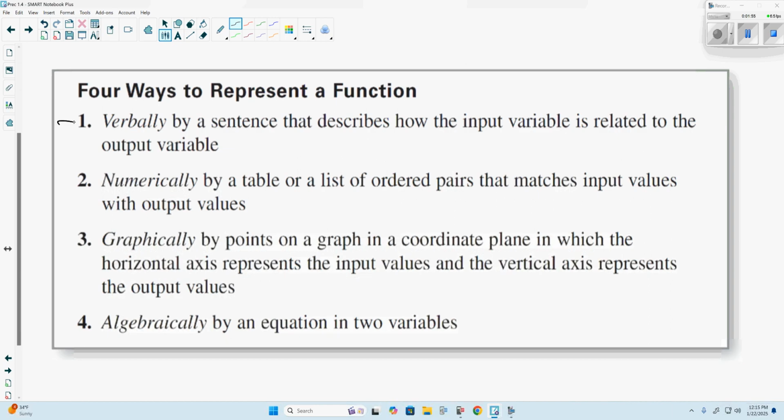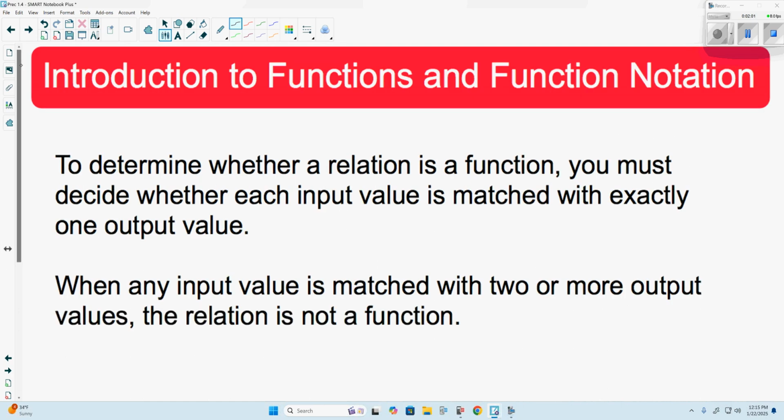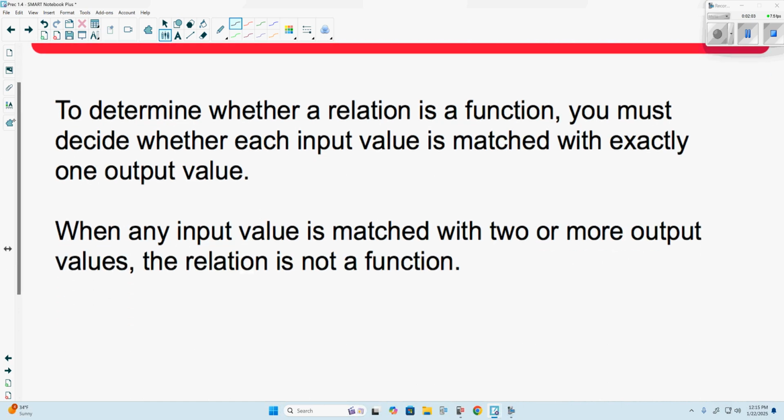Verbally, numerically, graphically, algebraically. Different ways we can check it. Determine whether a relation is a function. You must decide whether each input is matched with exactly one output value. When any input is matched with two or more output values, the relationship is not a function.